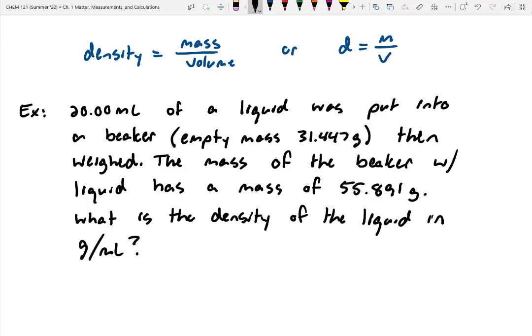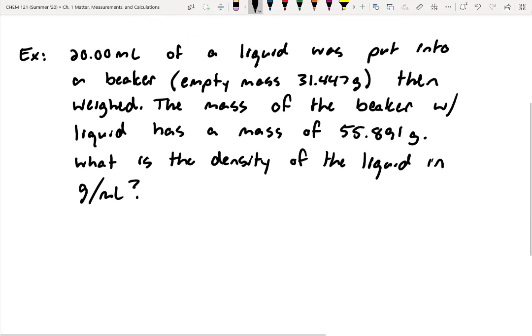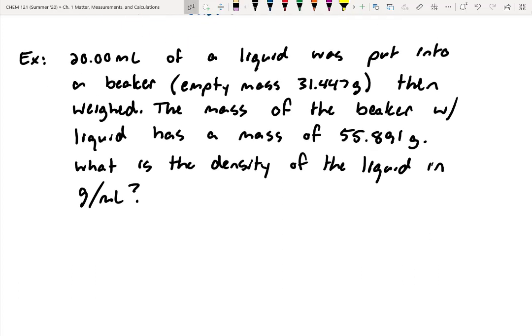And you may notice that the unit of density in chemistry is usually grams per milliliter. Sometimes if you are in a different field, you might see kilograms per liter, but essentially that's just the same. So we're just going to stick with grams per milliliter throughout most of this course. But let's just go through and do the math here.